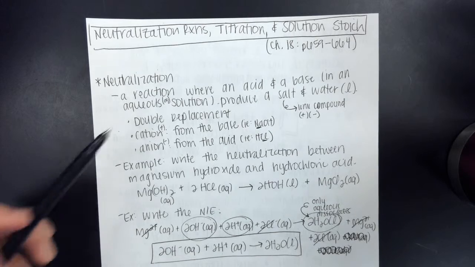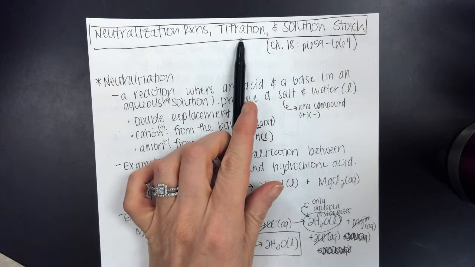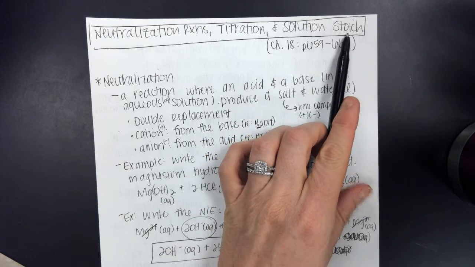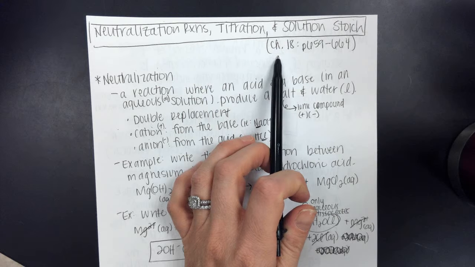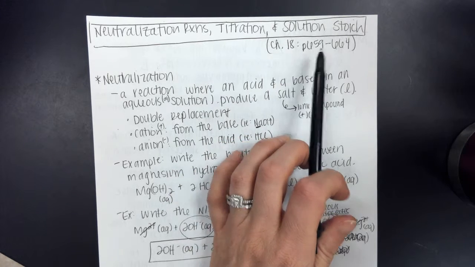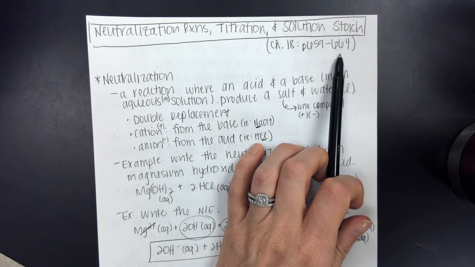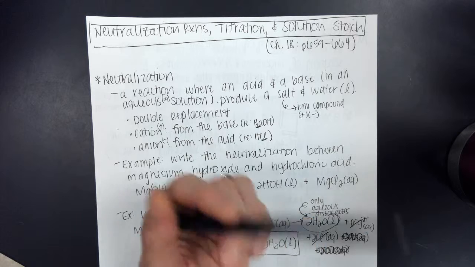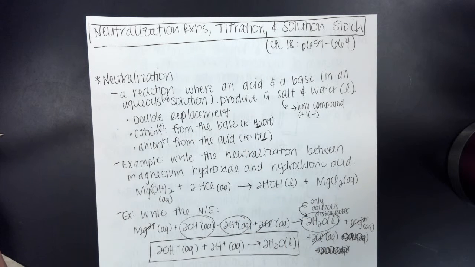Okay, so this is about neutralization reactions, titration, and solution stoichiometry. And remember, I love the book, so if you need help or some good visuals, this is chapter 18, acids and bases, specifically pages 659 to 664. I have books in the classroom. You also have it on your single sign-on portal online.